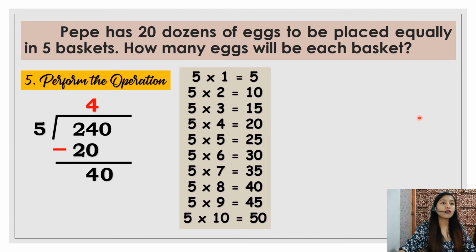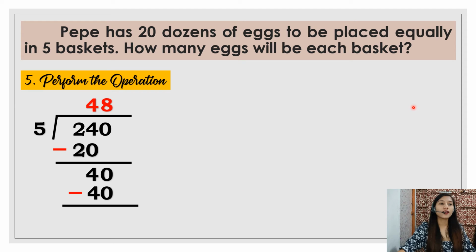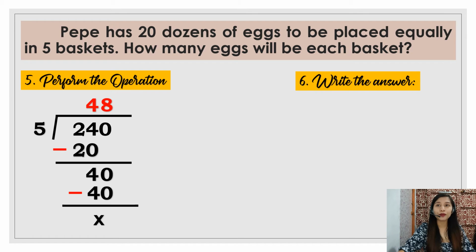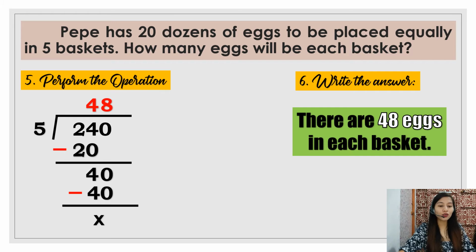So 40 divided by 5 is, what do you think? Okay, so that is 8. So 8 times 5 is, of course, 40. And then subtract. So 40 minus 40 is 0. Okay, so we put X. Then we get our answer. Okay, so the last step is to write your complete answer. So the complete answer will be, there are 48 eggs in each basket. Okay, do you get it? Okay, very good.